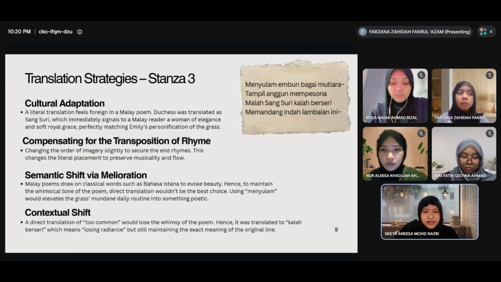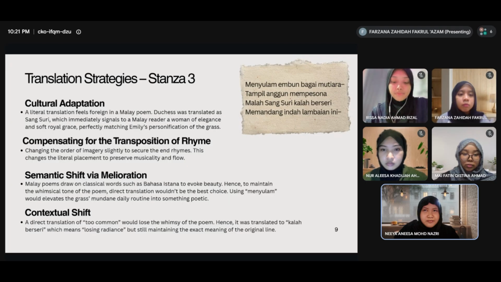The second strategy is compensating for the transposition of rhyme. To maintain the musicality of the poem, the order of some imagery was adjusted slightly. Although the literal structure changed, the poetic flow and end rhyme pattern was better preserved in the Malay version. The third strategy is semantic shift through melioration.